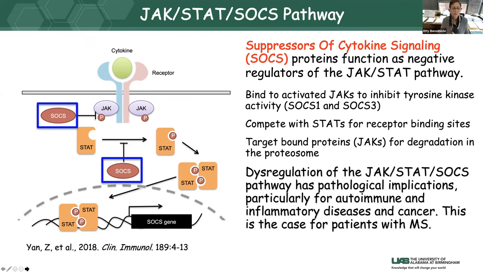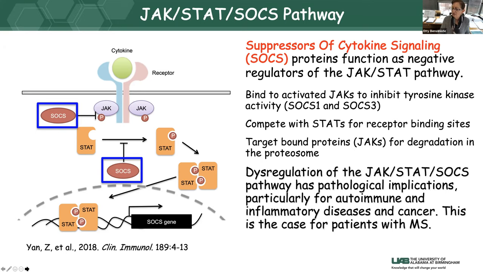There are 8 family members. We'll be talking about SOCS3 today, but there are others. And so they inhibit activation of the JAK-STAT pathway by binding to activated JAKs to inhibit their tyrosine kinase activity. They can compete with STATs for receptor binding sites. And they also target bound proteins, particularly the JAK kinases, for degradation.